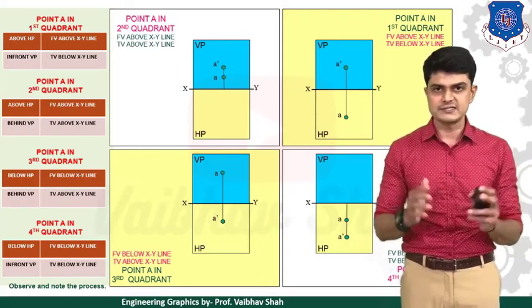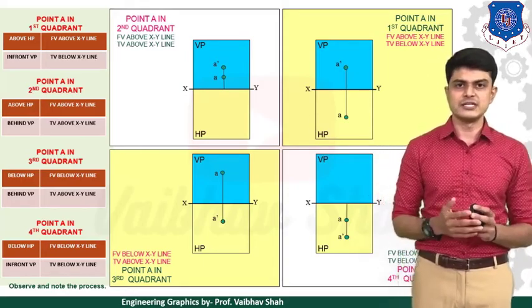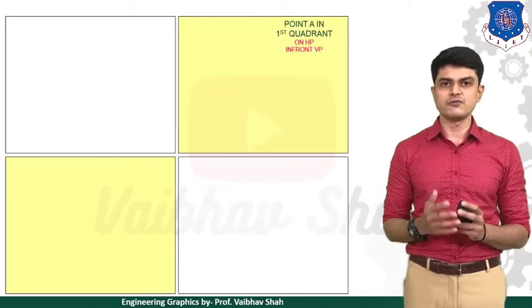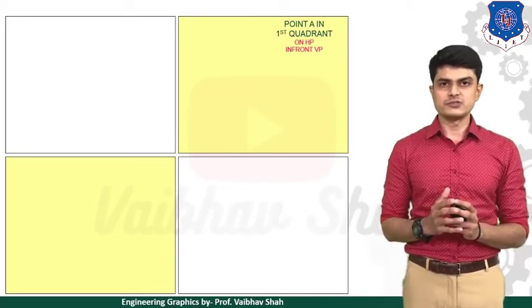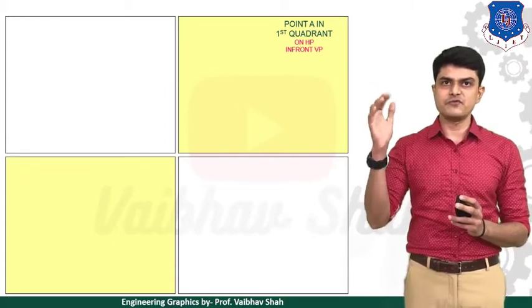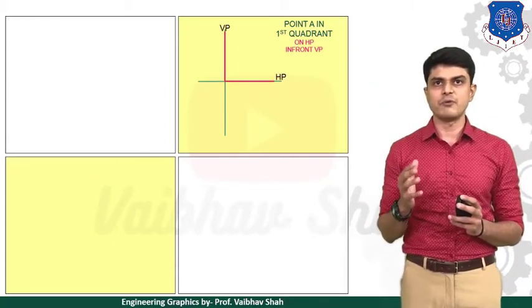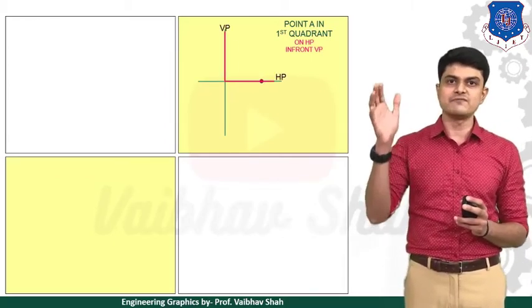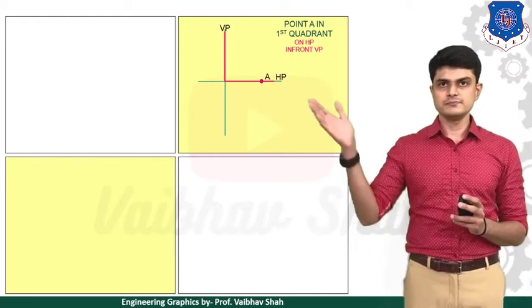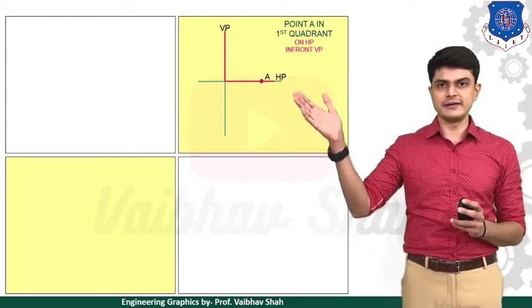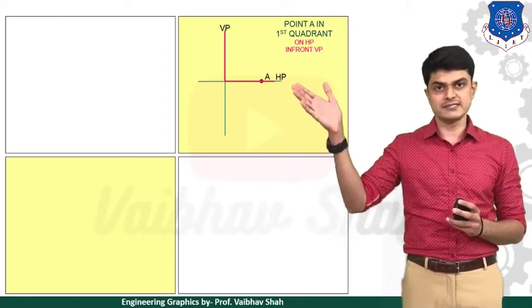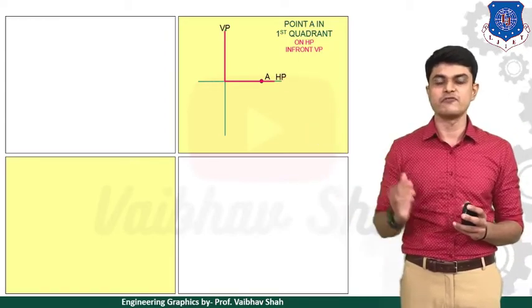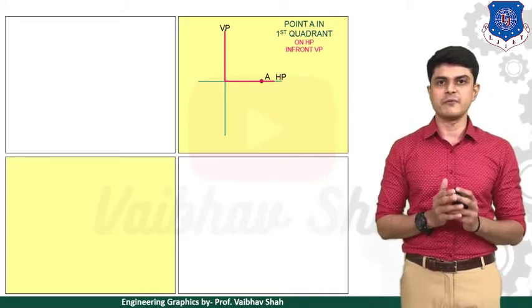You just need to remember this table, and from this table you can directly find these answers. Very easy. Let us move ahead and see another four points for which we will be defining these conclusions. Now point A is in the first quadrant, but this time your point would be on HP and in front of VP. This is the location of our point A. Point A is now on HP itself, but it is in front of VP.